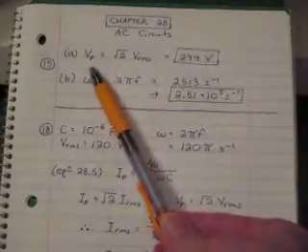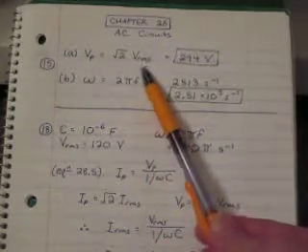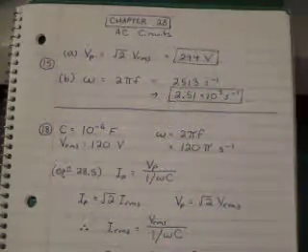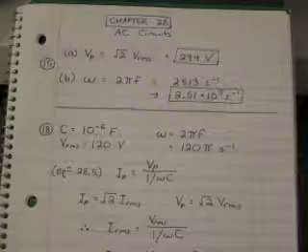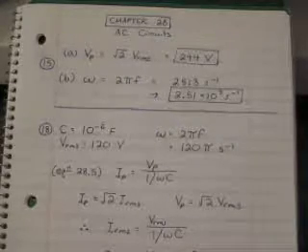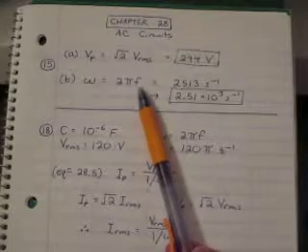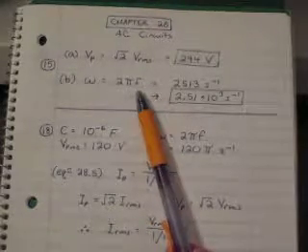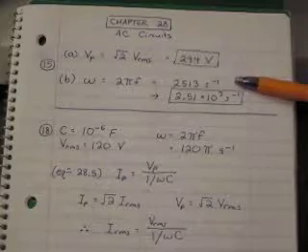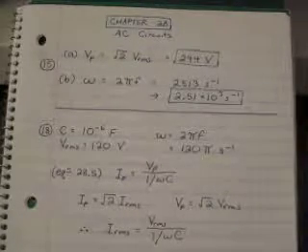First of all, for part A, peak voltage is square root of 2 times the root mean square voltage. You should get 294 volts. For part B, the angular frequency is 2 pi times the frequency in hertz. And so when we multiply, we get 2513 radians per second.